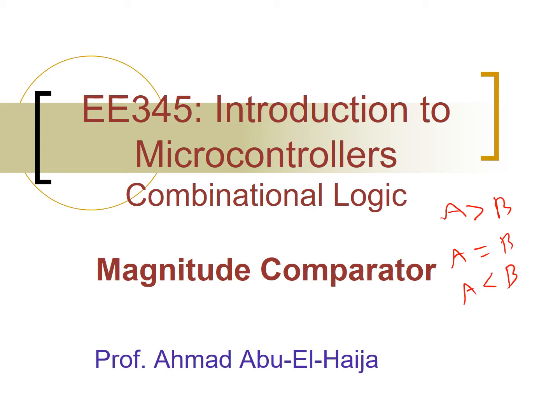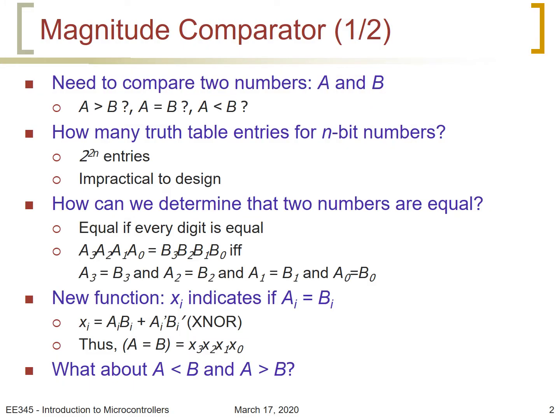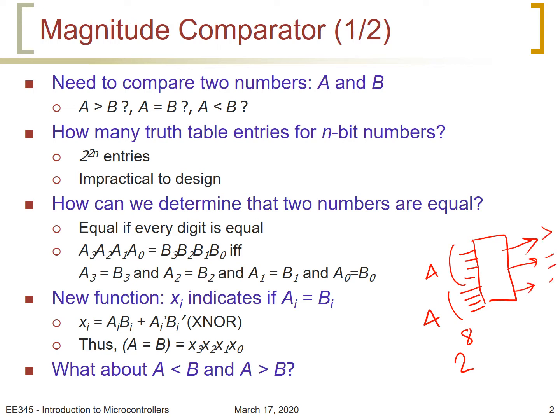The comparator in this case will be a conventional circuit that has a number of inputs depending upon how many bits each of A and B has. So if we assume that each one has 4 bits as an example, A has 4 bits and B has 4 bits, the number of combinations for inputs will be 2 to the power 8 combinations, and it will have 3 outputs: either greater than, or equal, or less than.